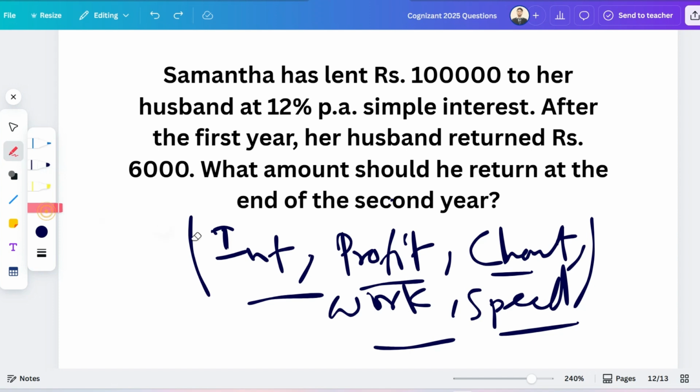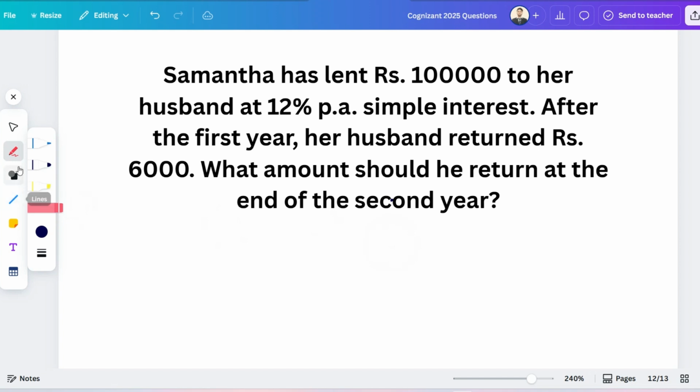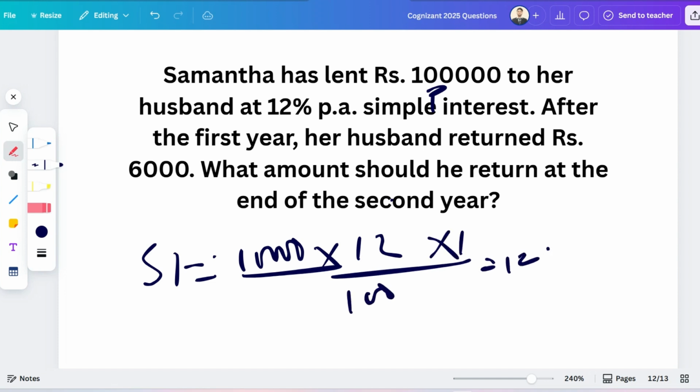So let me just calculate that. I hope you have already given the solutions in the comment section, so let's just cross verify. Here, I hope you know that simple interest is equal to PTR by 100. So here P is equal to 1 lakh. I can write directly the simple interest, but for you, I'm just writing it. So 1 lakh, R is equal to 12 and T is equal to 1, by 100, right? So this becomes 12,000. So for the first year, it is 12,000.